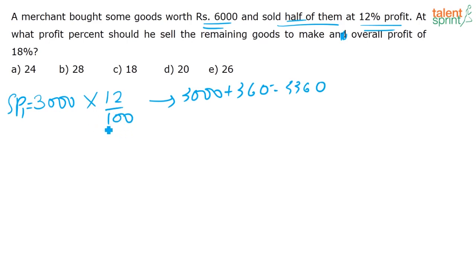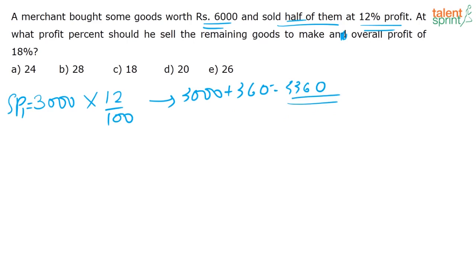That's also easy, but I would suggest that directly in our mind we know 12% of 3000 is nothing but 3 into 12 is 36, right? So 360. We know it is 360, just 3000 plus 360 is 3360. So the first half he is selling for 3360.